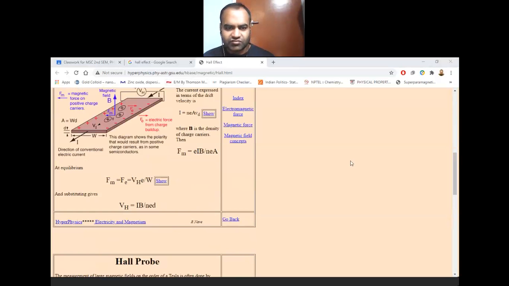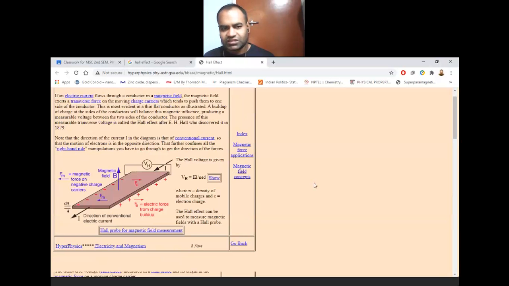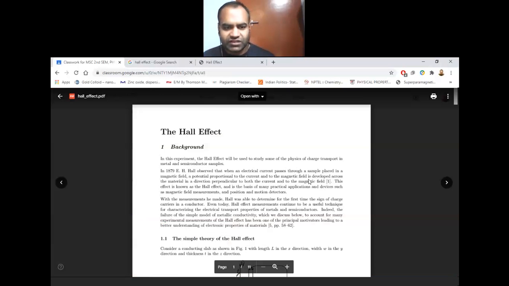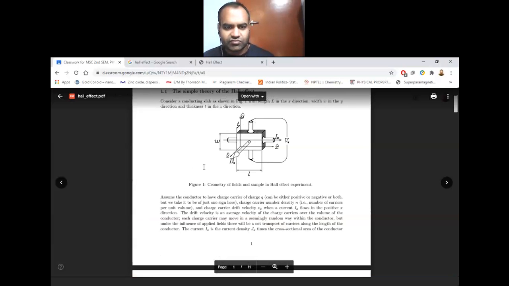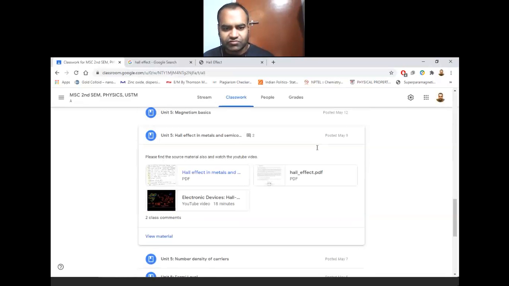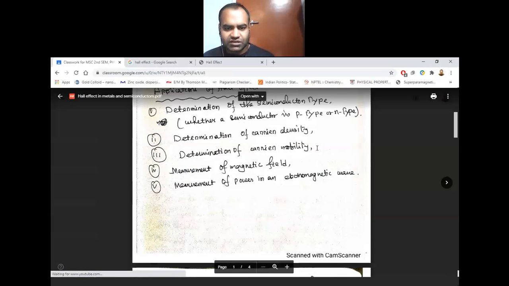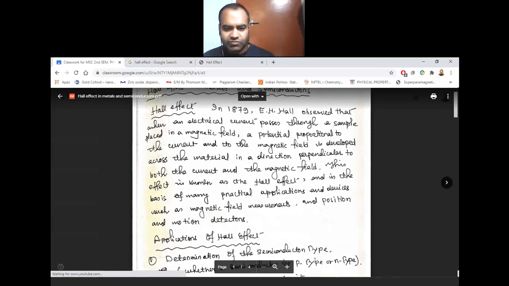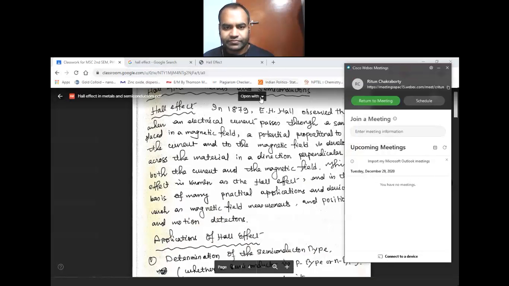These mathematical derivations are not required, as I have seen in your syllabus. Only a qualitative discussion is required, no quantitative discussion, so I think we will not go for the numerical things. I already have notes written on Hall effect from MSc classes, so that same note I will give to you, so that you can read it from there. Maybe I can share the note with you.